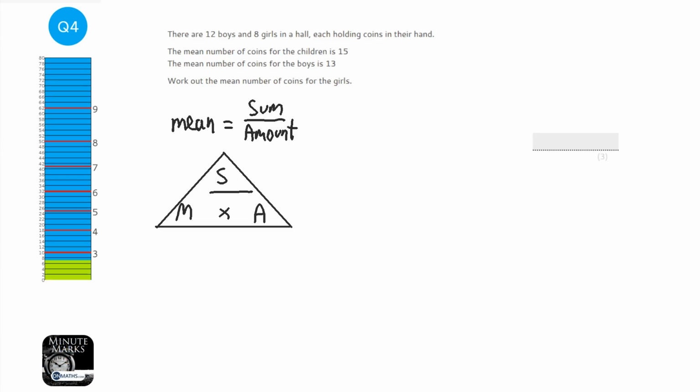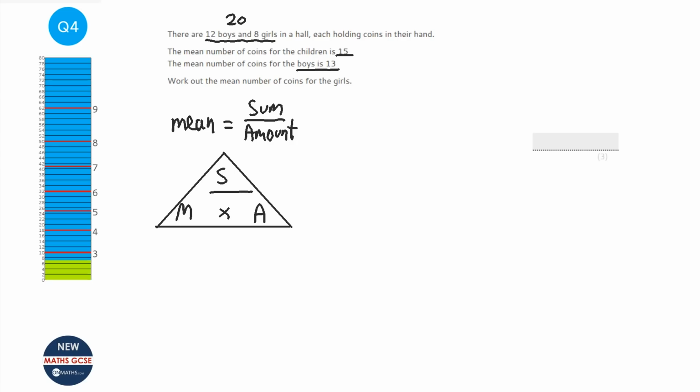Let's have a look. So it says there's 12 boys and 8 girls. So in total there's 20 children. So that's the first thing we need to realise. It says the mean number of coins for the children is 15. And the mean number of coins for the boys is 13, and we've got to work out the mean number of coins for the girls. So we know how many girls there are, which is 8, but we don't know the total amount of coins for the girls.